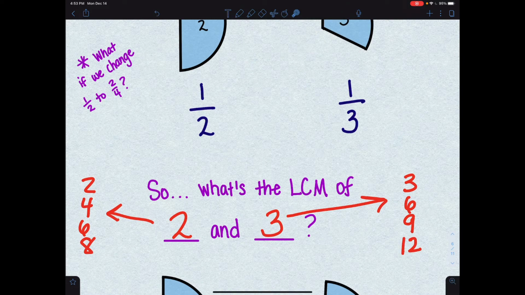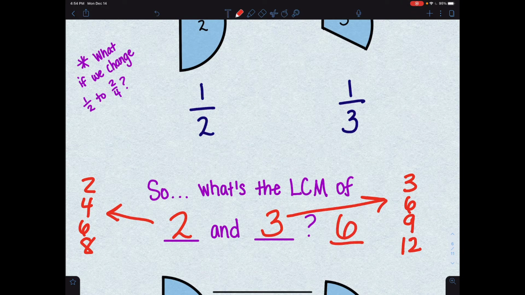Then you look at those numbers and see if any of them are the same or in common. Well, there's a 2 here, but there's no 2 over here. There's a 4 here, but there's no 4 over here. And there's a 6 here and a 6 here. So the least common multiple between both of those is 6. So the answer to this question is 6.